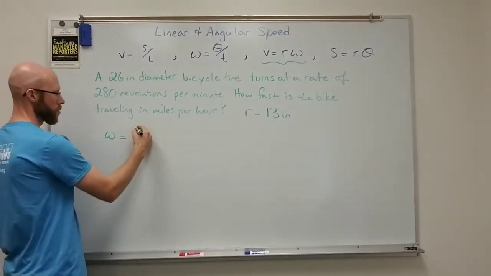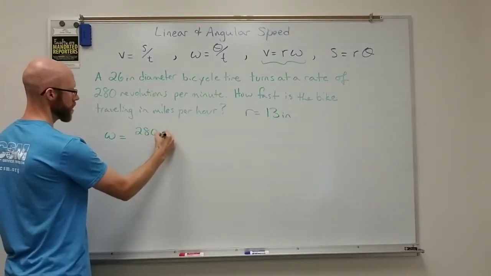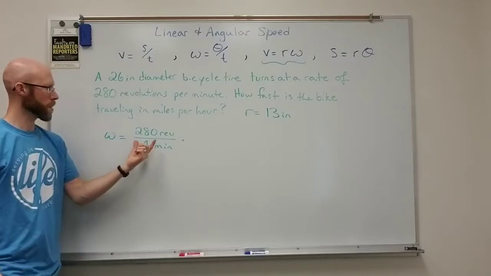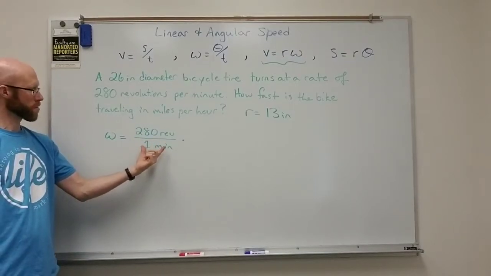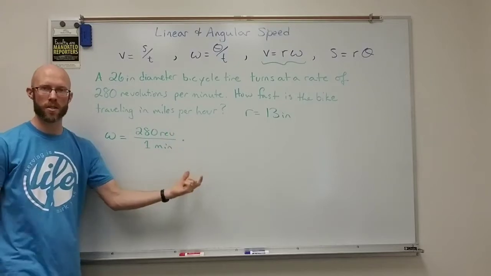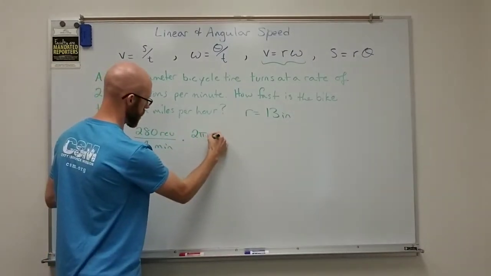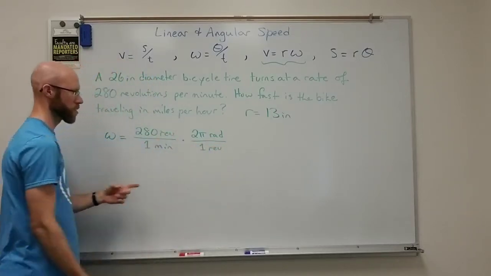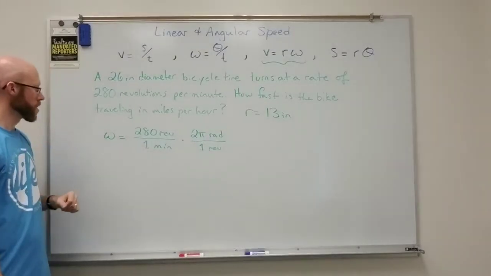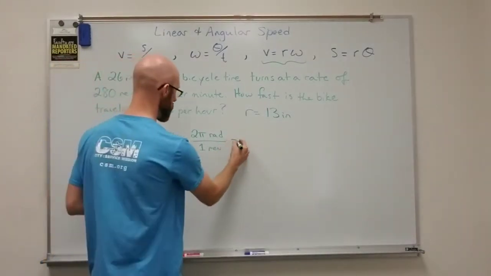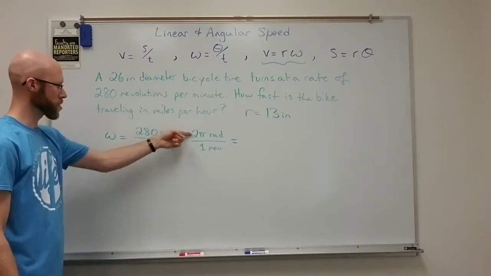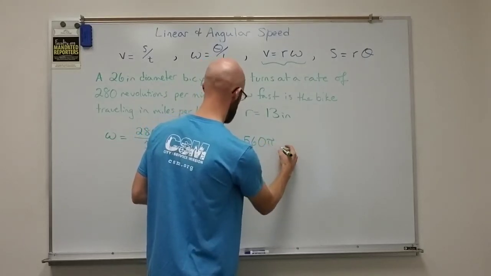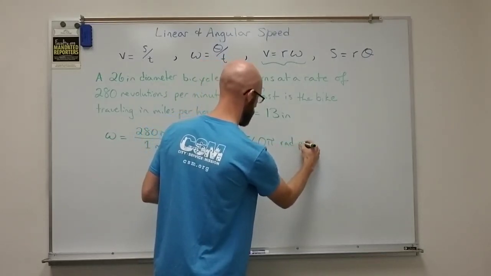So omega, if you have 280 revolutions per minute, then you want to multiply by, let's see, there's 2 pi radians in 1 revolution. So you do 2 pi radians per 1 revolution. The revolutions cancel and you're left with radians per minute, okay? So that's going to give you your angular speed. Well, 280 times 2 pi, that's 560 pi. So you're looking at 560 pi radians per minute.